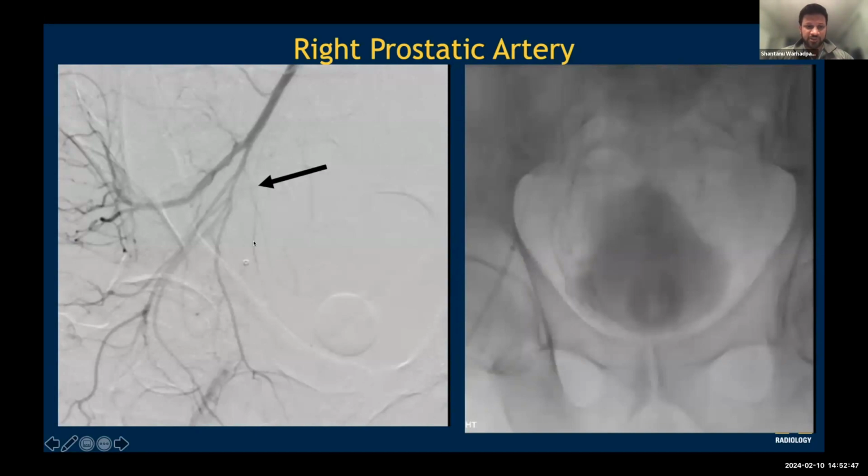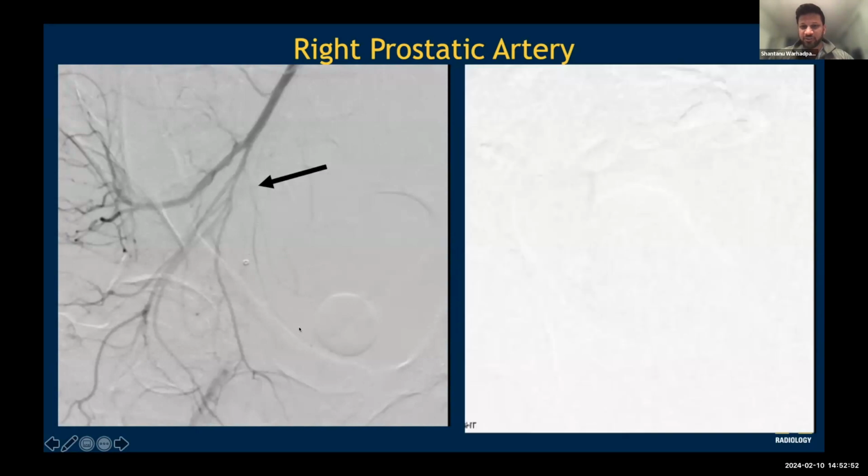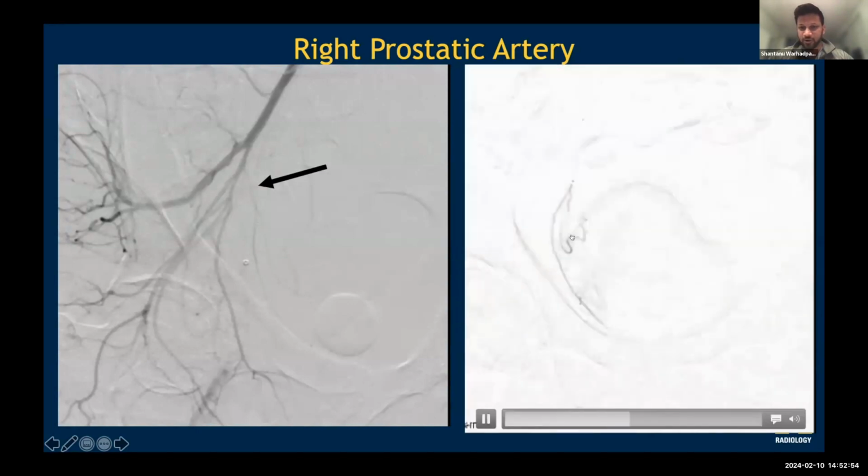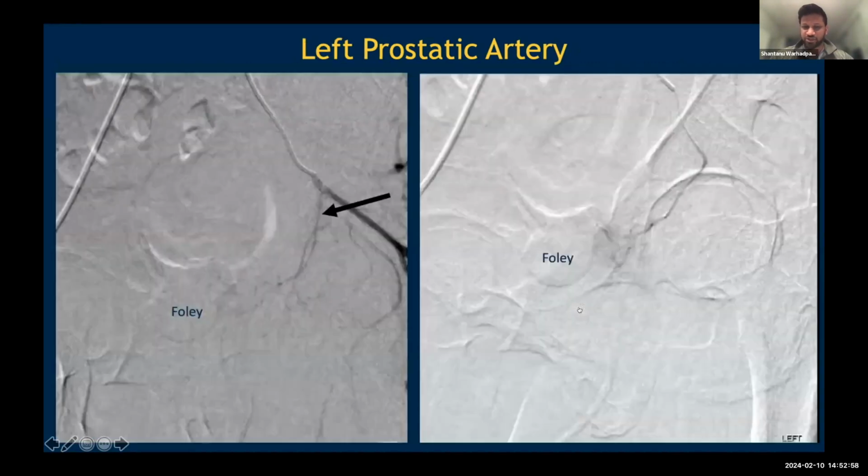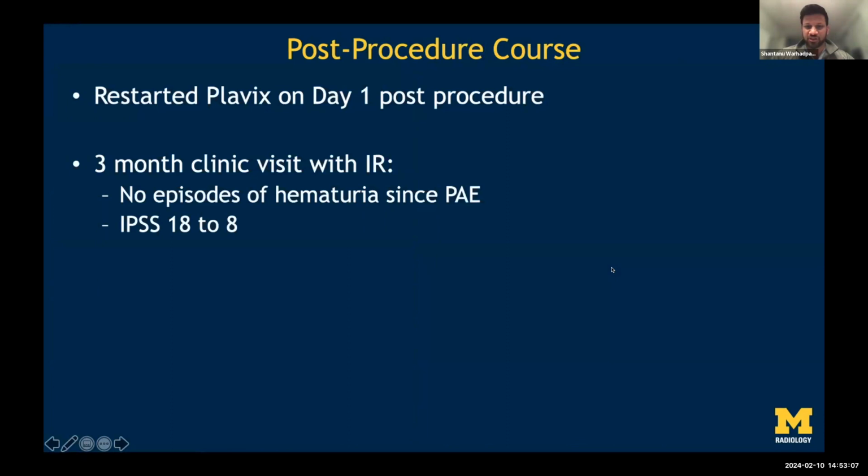This artery right here is the cystic artery, and this artery right here is the prostatic artery. So we subselected that: again, the vesicular artery, and then the prostatic artery. You can see the prostatic blush there. Again, left side, same thing. The left internal iliac run shows a prostatic artery here, and then here's the prostatic blush on the left.